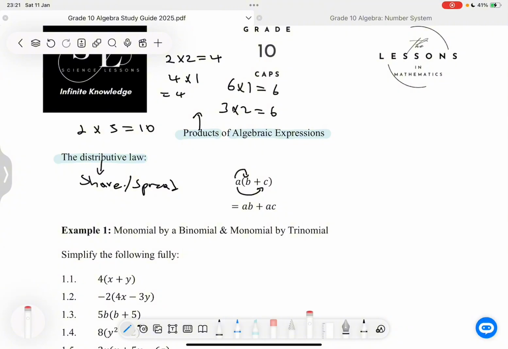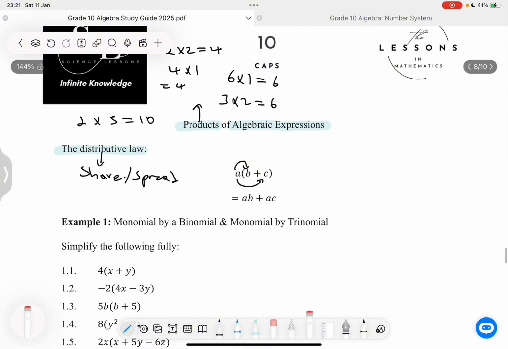Now, to practice this, we're going to do this through a series of examples where we apply this distributive law. The first example will focus on multiplying a monomial by a binomial, and also we'll have a collection of examples where we multiply a monomial by a trinomial. If you want to understand what these terms mean, please check the previous lesson, part 1 of this lesson.